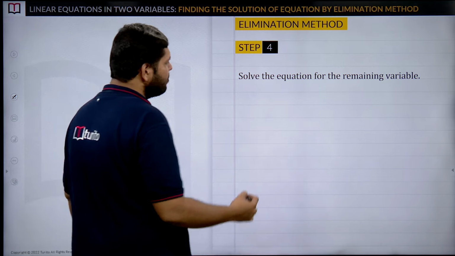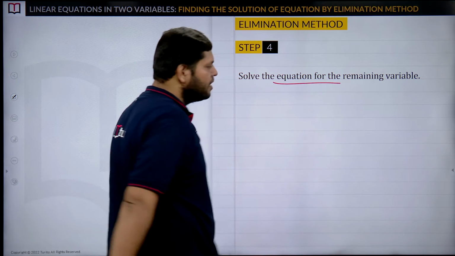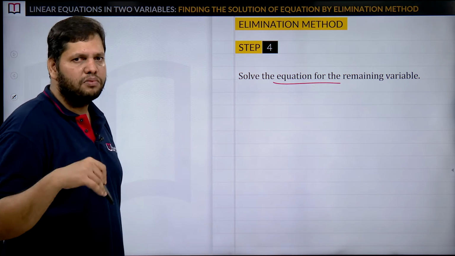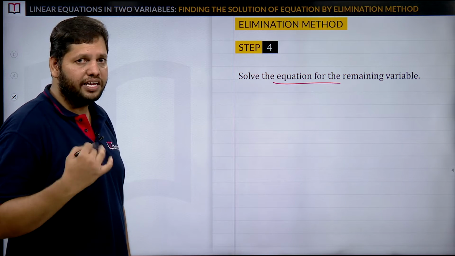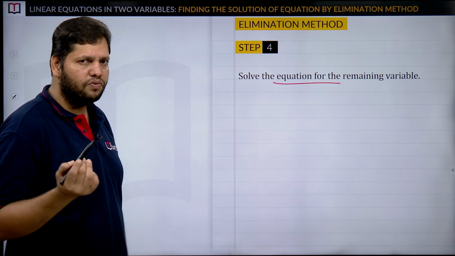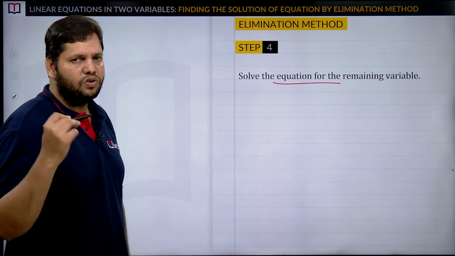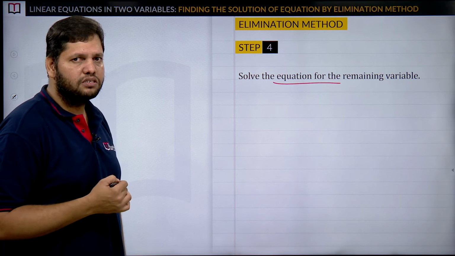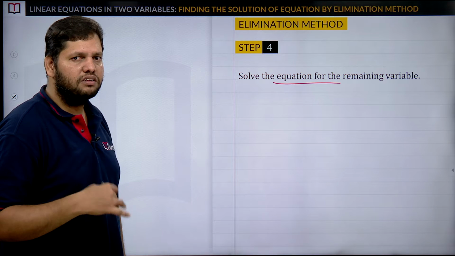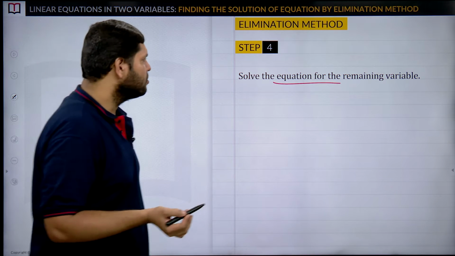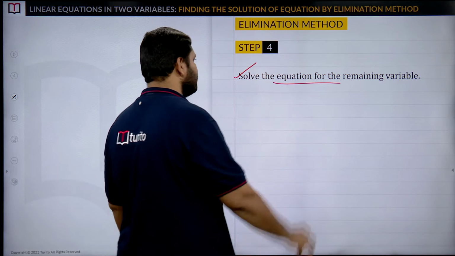Then after that, solve the equation for the remaining variable. When the x variable or y variable is removed, we will have a single variable. For the single variable, we find the value of x or the value of y. That is called solving the equation for the remaining variable.